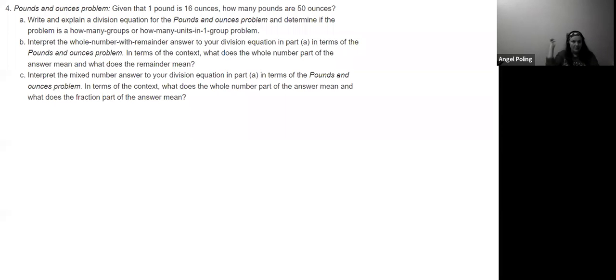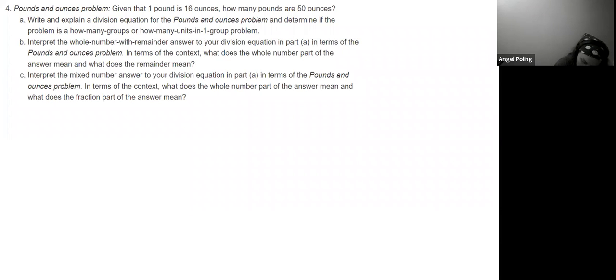So here in number 4, we have the pounds and ounces problem. Given that 1 pound is 16 ounces, how many pounds are 50 ounces? Write and explain a division equation for the pounds and ounces problem, and determine if the problem is a how many groups or how many units in one group problem.